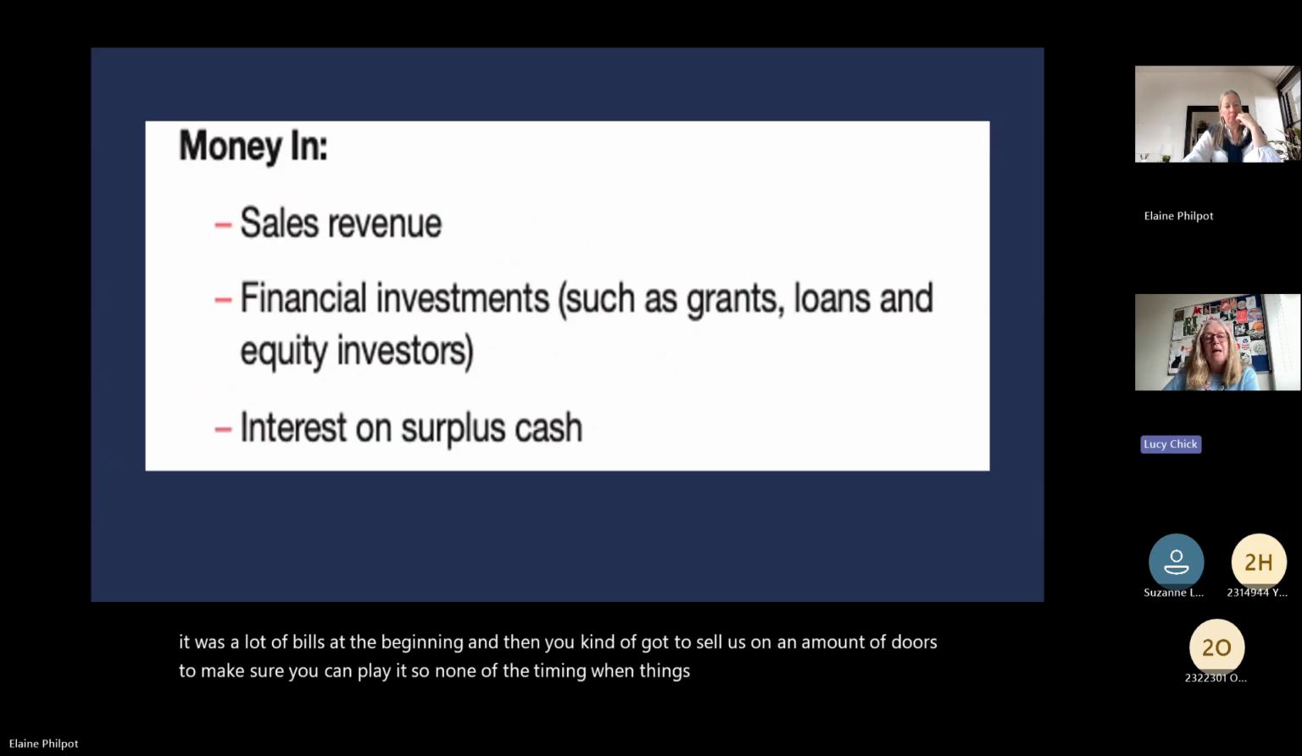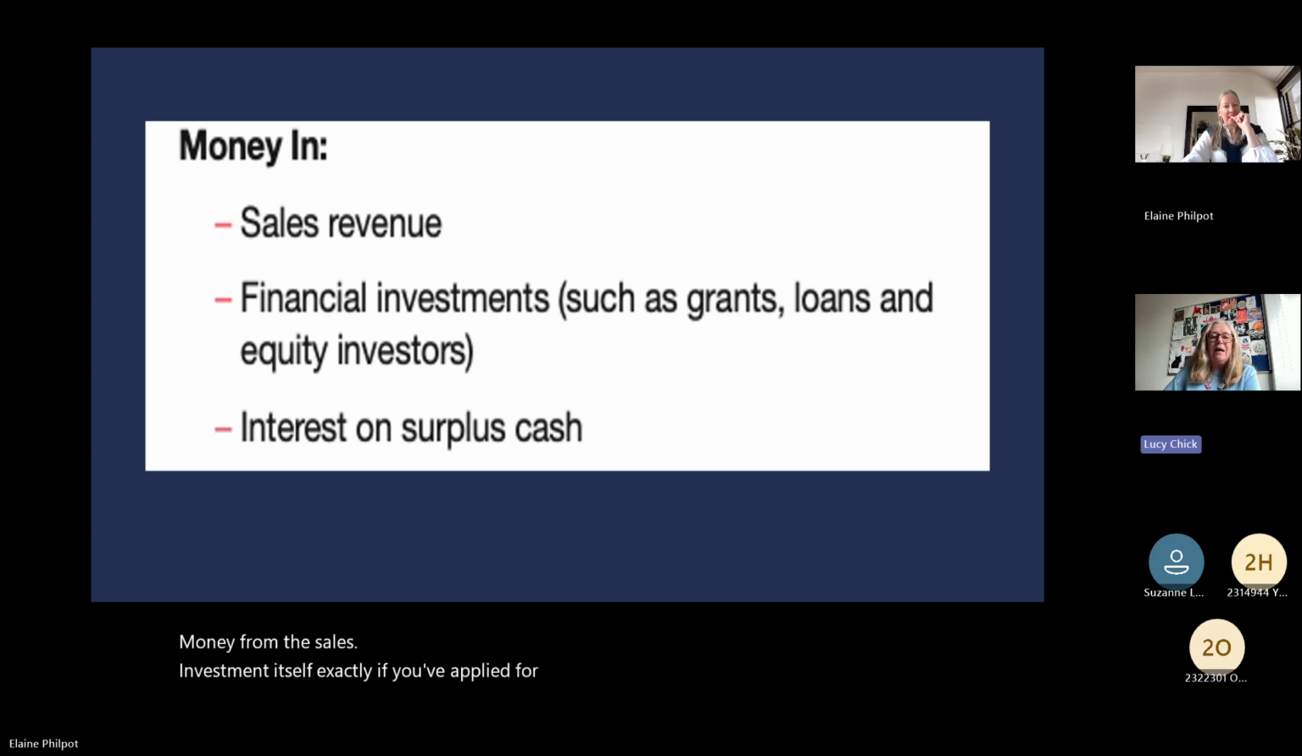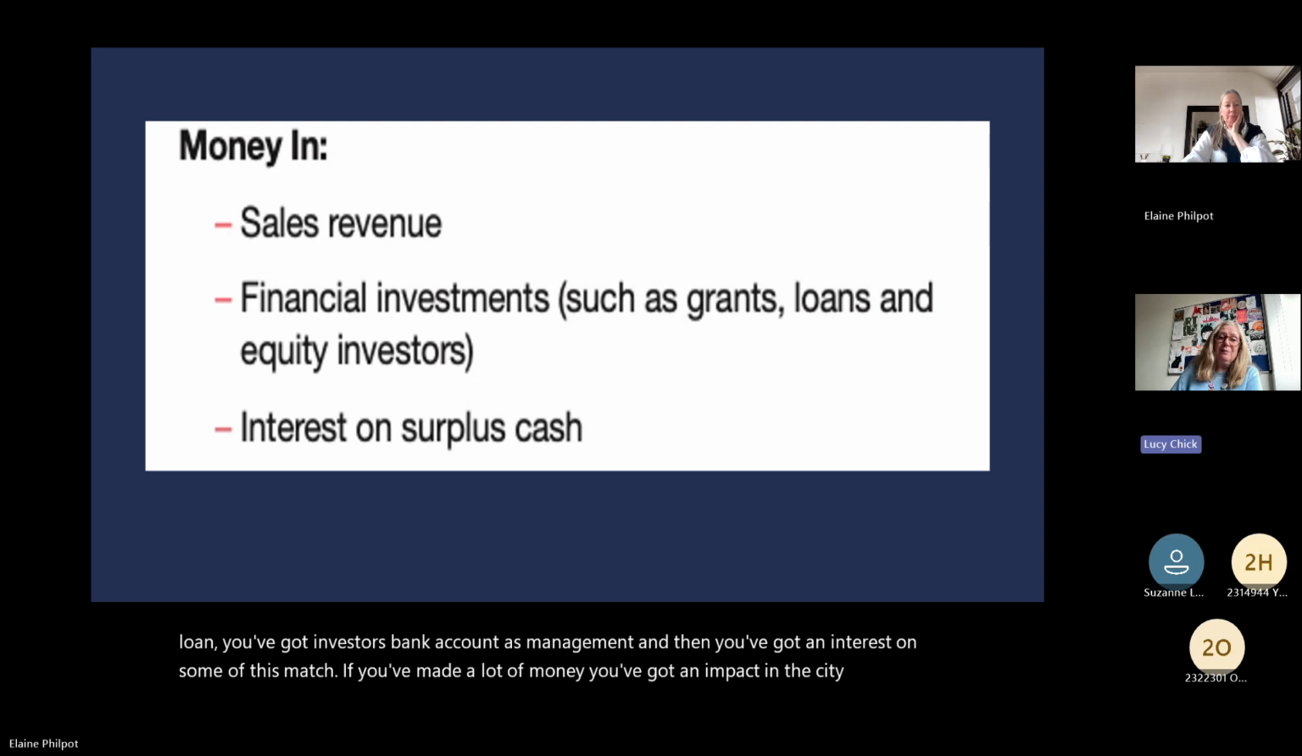Thanks, Elaine. So money in on a cash flow is money from your sales. Any financial investment. So, for example, if you've applied for maybe a grant from your council, you've got a bank loan, you've got investors, that would count as money in. And maybe you've got interest on surplus cash. If you've made a lot of money, you've got it in the bank and it's making interest. So that's money coming in.